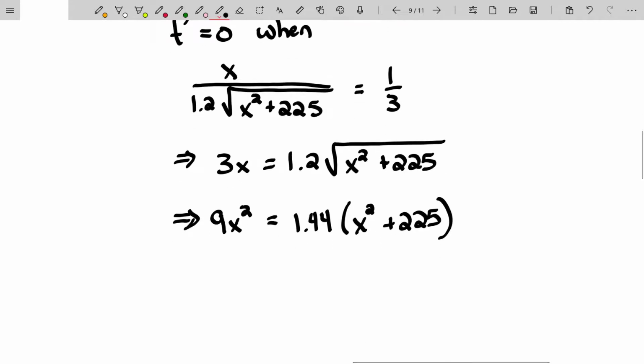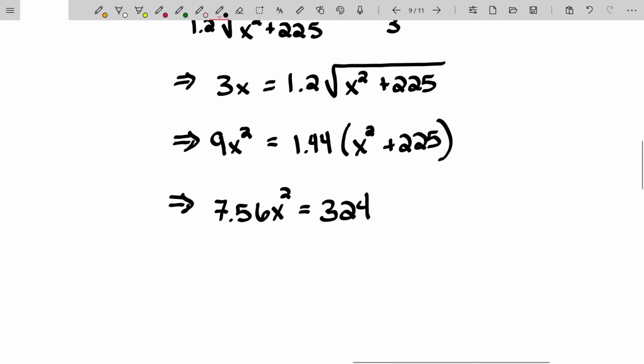And then start moving things around. I'm going to grab a calculator because I need 9 minus 1.44 and I'm too lazy to actually think right now. If I subtract 1.44 x squared from both sides, I would get 7.56 x squared is equal to 1.44 times 225, which is 324.